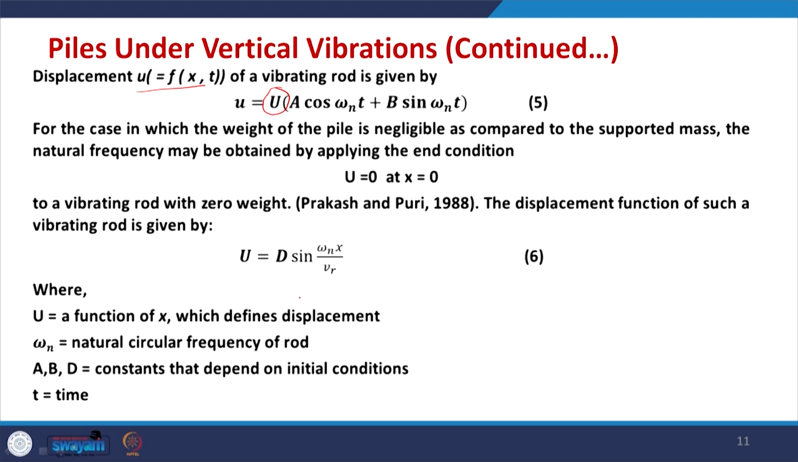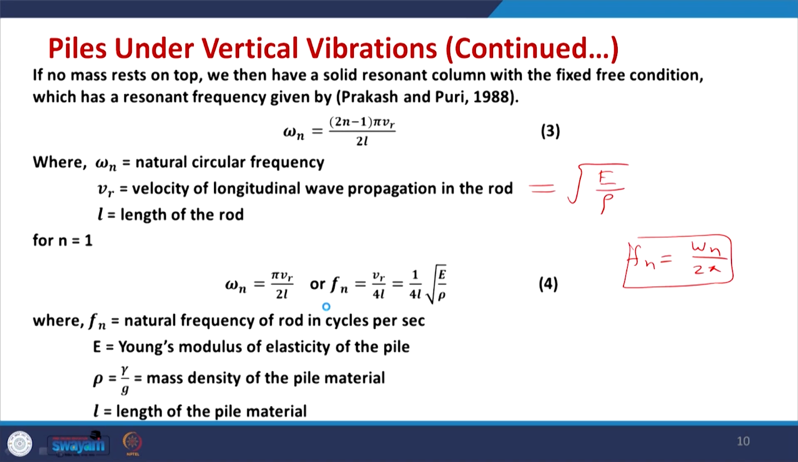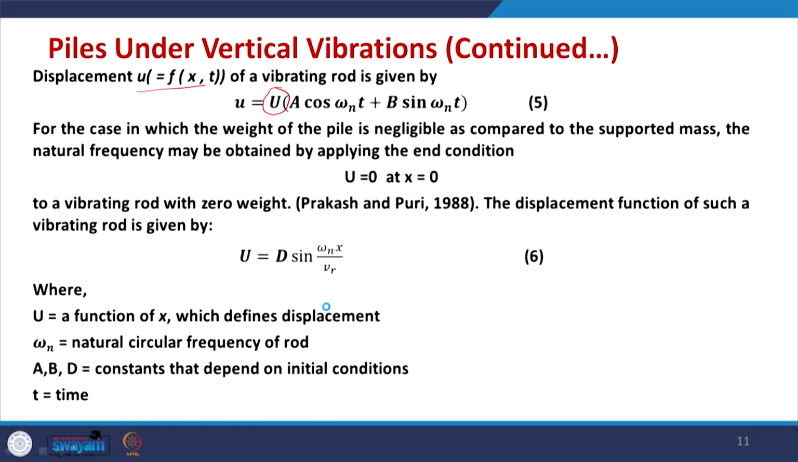So, what you have here is that capital U is a function of x while you have another factor of t. That means small u is a function of x and t. What is capital U here? It is a function of x which defines displacement. Omega n is the natural frequency of the rod, which we have already discussed, and omega n is given by the third relation. Then you have a, b, d constants, and t is time.